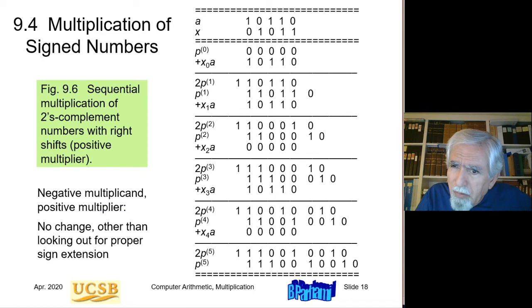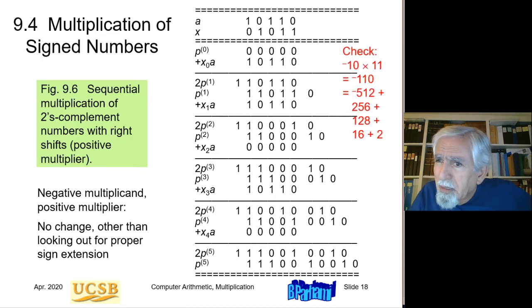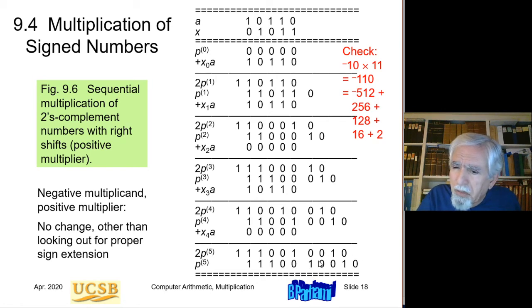So let's check to see what we got. The negative number is negative 10, the positive number is 11, and the result should be negative 110. And this is actually negative 110 because it's a 2's complement number, so this is negative 512 plus 256 plus 128 plus 16 plus 2, which reduces to negative 110.